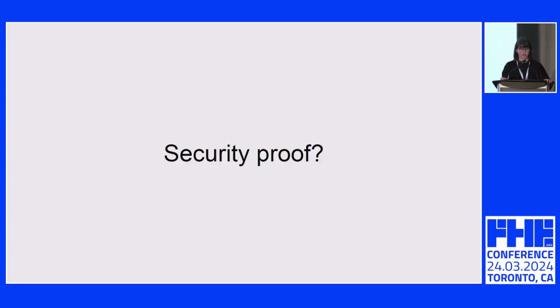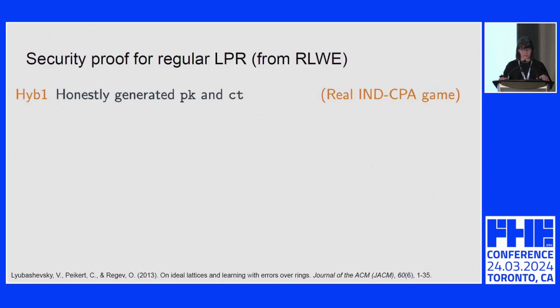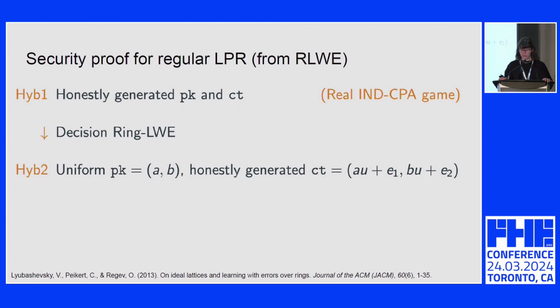So then we also want to have provable security for our scheme. I'm just going to briefly walk you through. It's the standard: we've got to do the learning with errors one before we can do the learning with rounding one. So the learning with errors scheme looks like this. We start off with our first hybrid. This is an honestly generated public key and ciphertext, so that's like the real IND-CPA game. Then we use decision ring learning with errors in order to say that the public key, remember it looked like a learning with errors sample, is indistinguishable from a uniform public key.